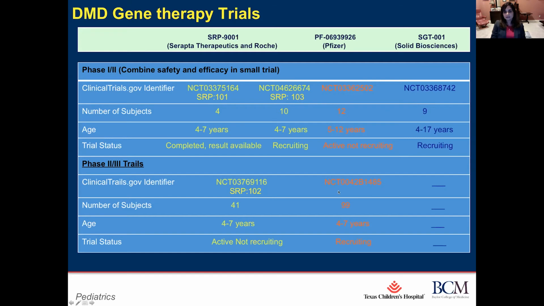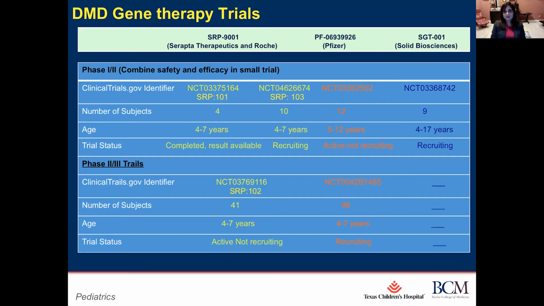And then they just started, not now, but last year, a phase 2 trial, which is enrolling, probably 99 patients, and the age group is 4 to 7, same as Sarepta. And they are recruiting. Last I heard, some of the patients are still waiting to be enrolled in this trial. The SOLID trial enrolled 9 patients, 3 were high dose, 3 were low dose, 3 were placebo.